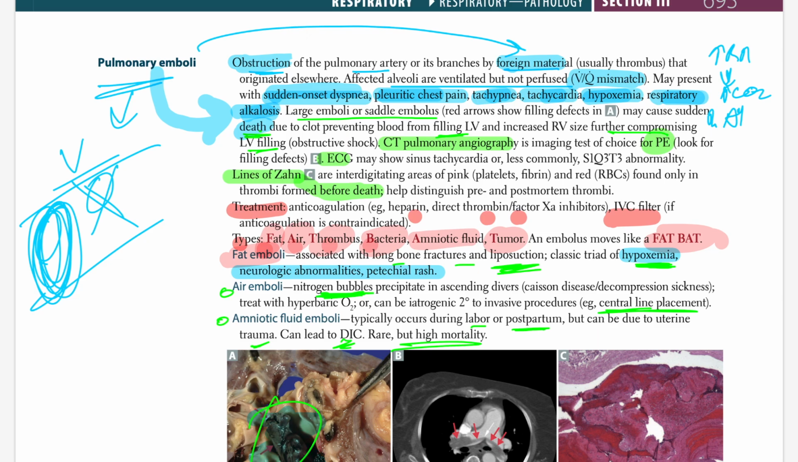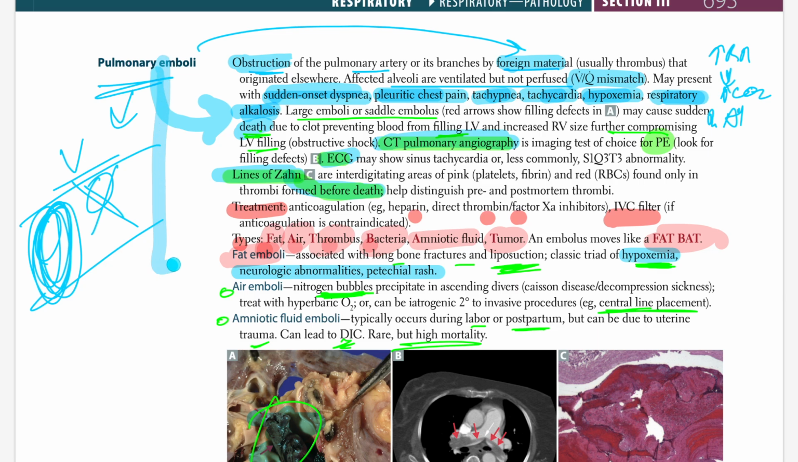Embolism, right? So that can lead to sudden death. But how do we check this out? What are the tests we can run? We can run a CT pulmonary angiography. We can do an ECG that can check things there. And Line of Zahn can be seen if the emboli occurred before death. How do we treat it now? Well, the treatment is simple: anticoagulation, IVC filter.